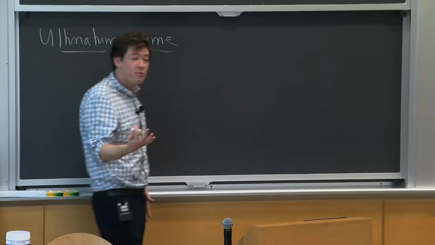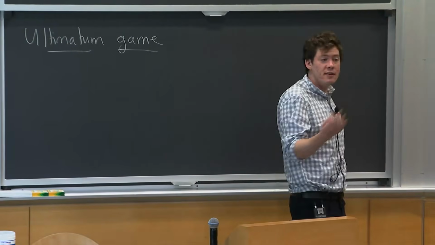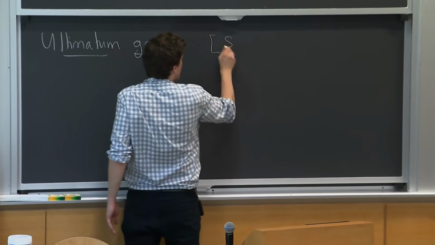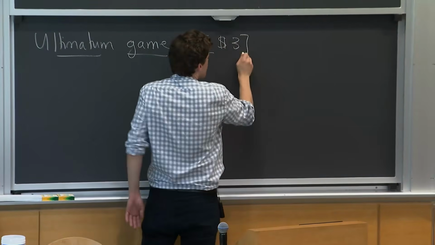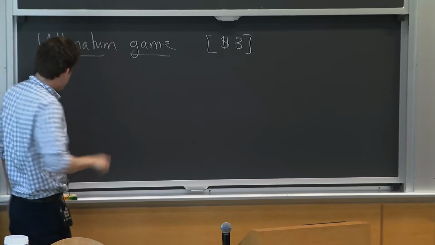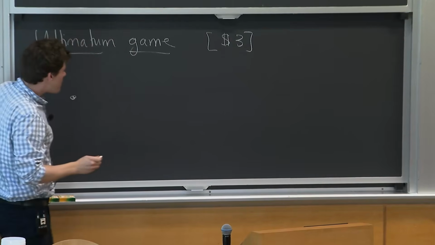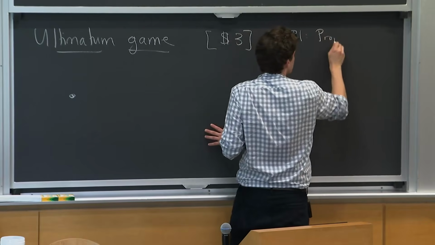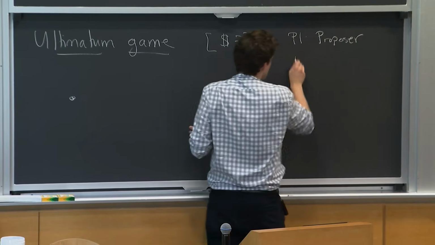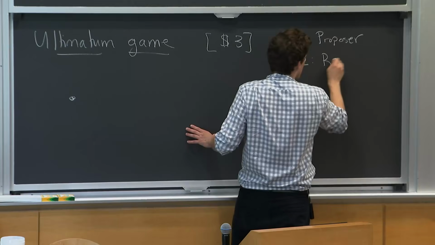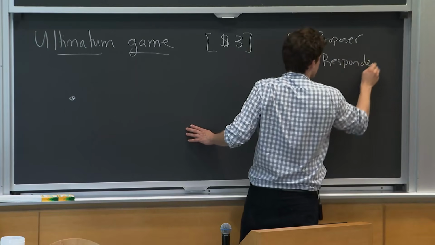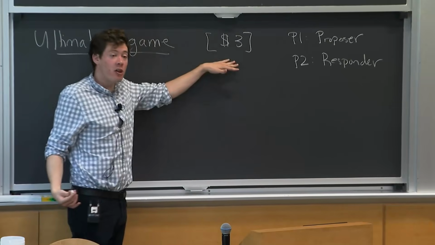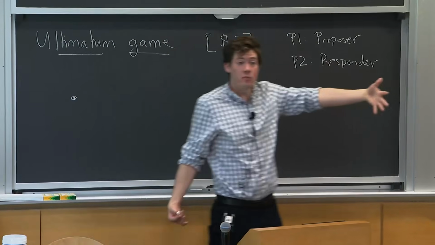I think in the game you played, you could choose any number between maybe 0 and 100. Let's make it a bit simpler. So let's see the ultimatum game with maybe $3 at stake. And let's think about how this game works. So we have player 1, who's what we would call the proposer, and player 2, who's the responder. And the proposer is proposing how to split the $3 between themselves and the other person.